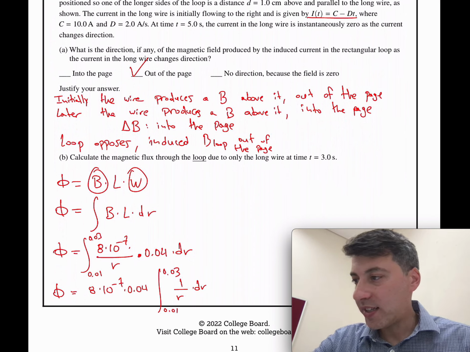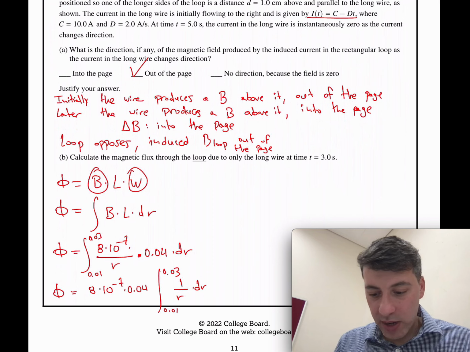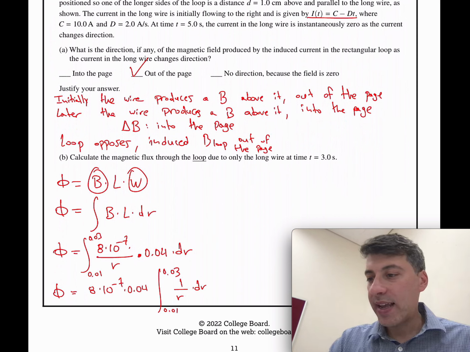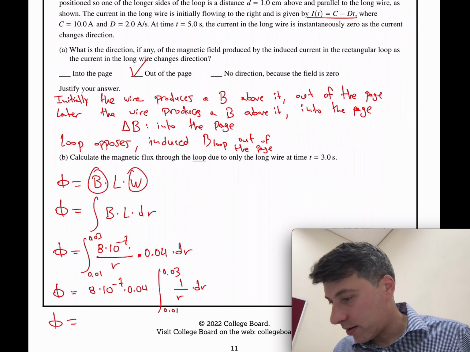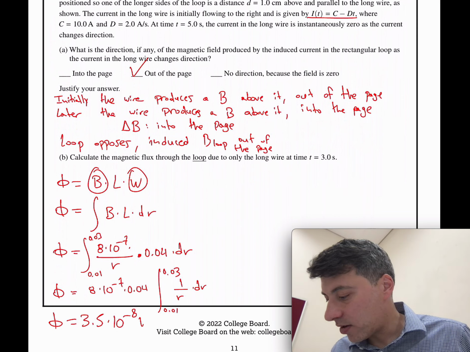Give me 2 minutes to try to calculate this integration. Actually, the integration will be ln of 3 multiplied by the value 8 times 0.04 times 10 to the power of negative 7. So this brings approximately 3.5 times 10 to the power of negative 8 Weber.